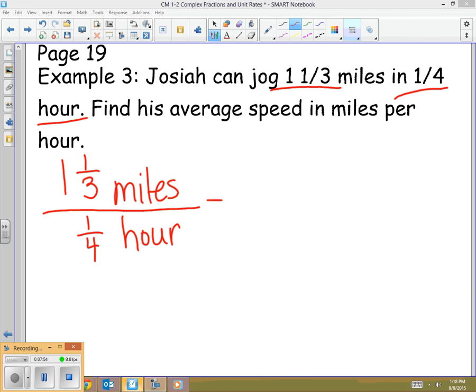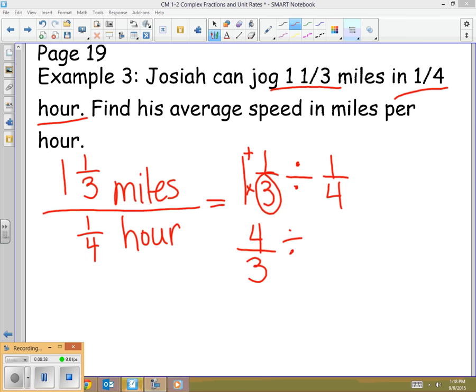Now, in order to solve this, I would rewrite it as 1 1/3 divided by 1/4. Since 1 1/3 is a mixed number, I'm going to change it to an improper fraction. In order to do that, you take your 3 on the bottom, multiply it by the 1, and then add it to the numerator. So 3 times 1 is 3, plus 1 in the numerator is 4, and you keep the same denominator. So 1 1/3 is now 4 over 3.